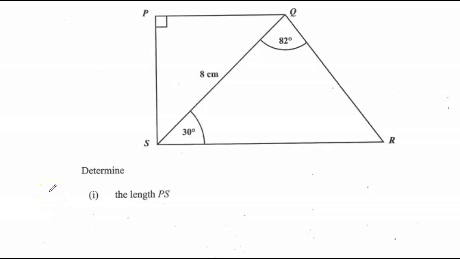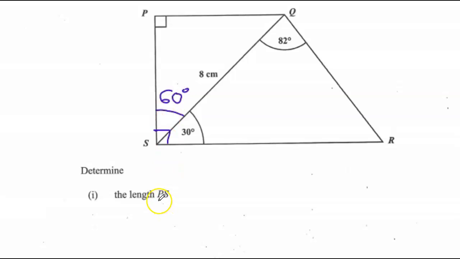So in part B we have a quadrilateral here, PQRS, and we are told that PQ is parallel to RS. So this angle will also be 90 degrees, since these two lines are parallel. So if this is 30, then this angle would be 60 degrees. Now we are asked to find the length of PS. Of course, this angle would be 30 degrees.